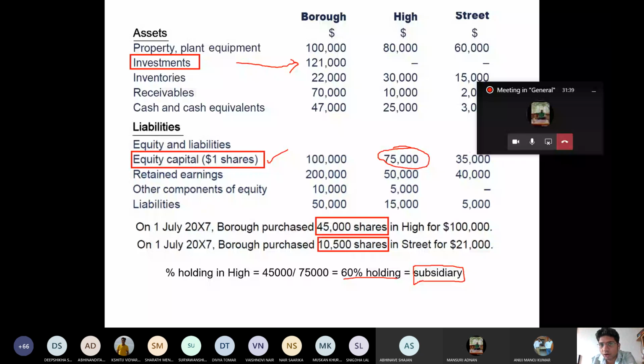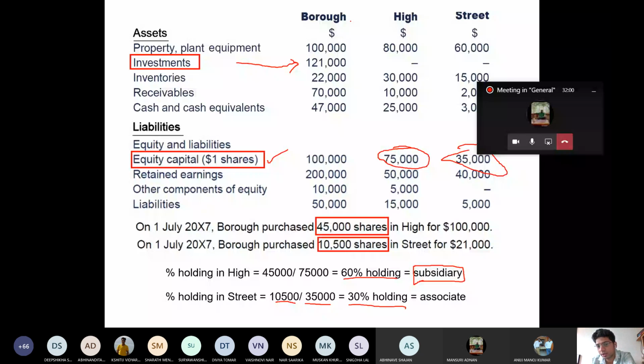Similarly, now calculate for Burrow and Street. Burrow has held 30%. Burrow has held 10,500 shares out of 35,000, so that is 30% holding. So the relationship between Burrow and Street will be that of parent company and associate company.